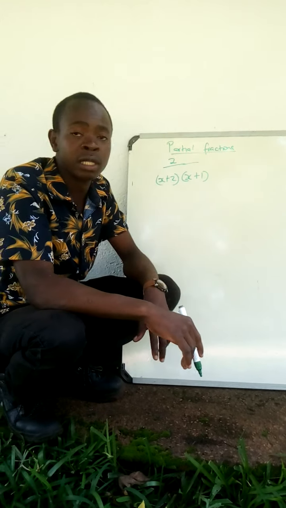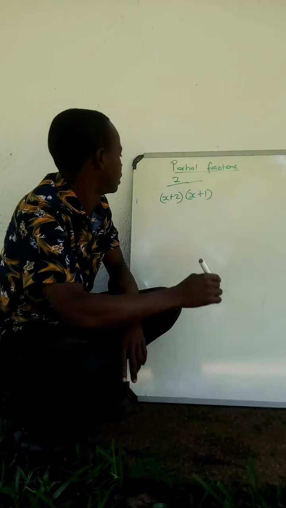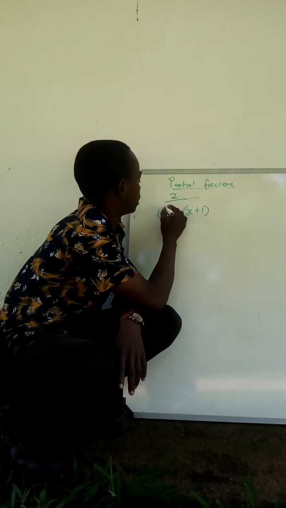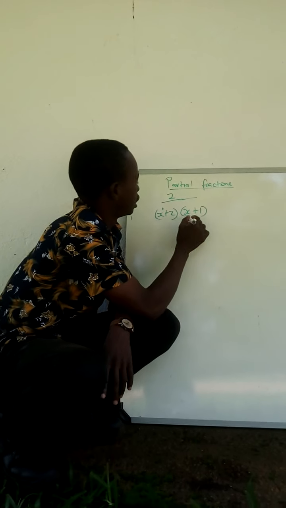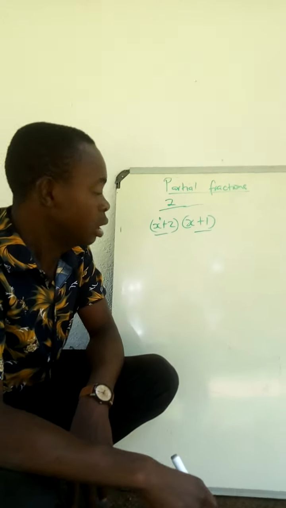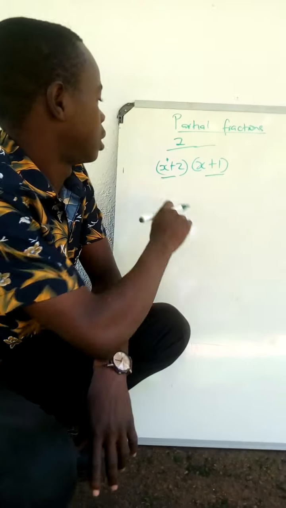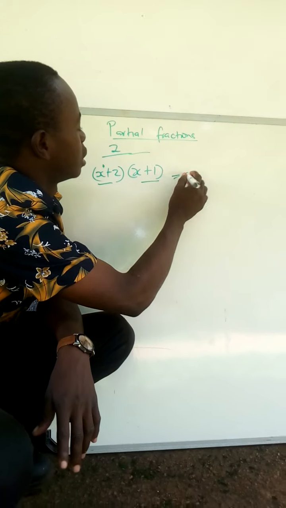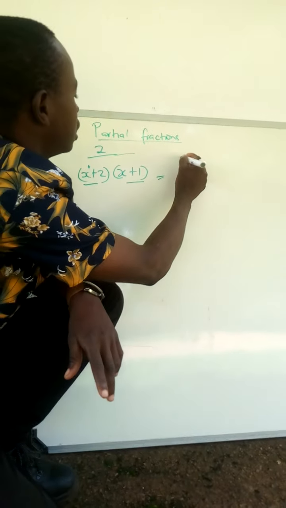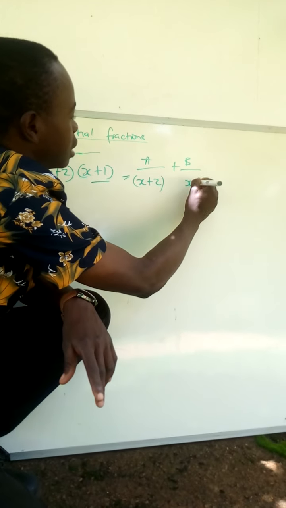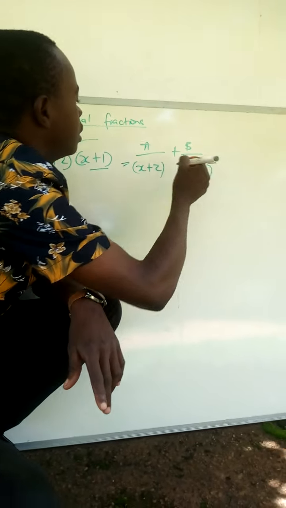For this kind of partial fraction, we consider the power. Both of these expressions have power 1 as far as x is concerned. So we say our formula is A over x plus 2 plus B over x plus 1. This is our formula.